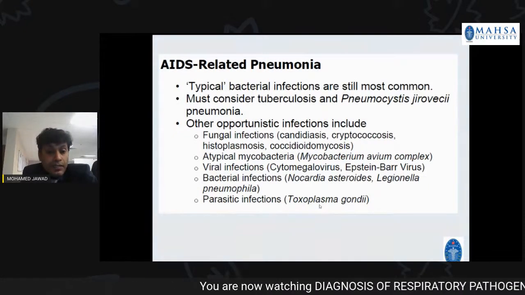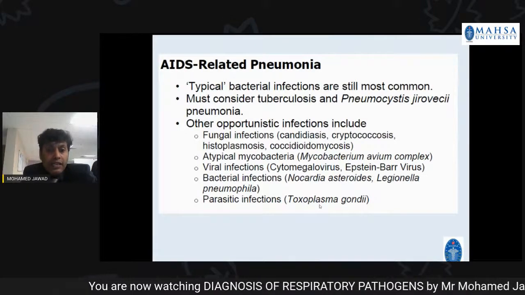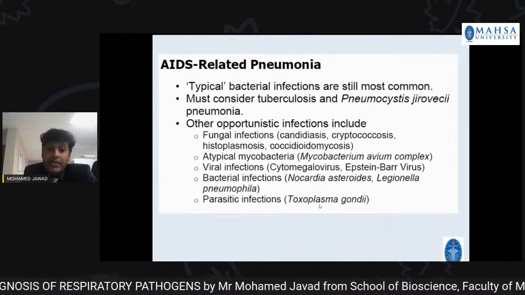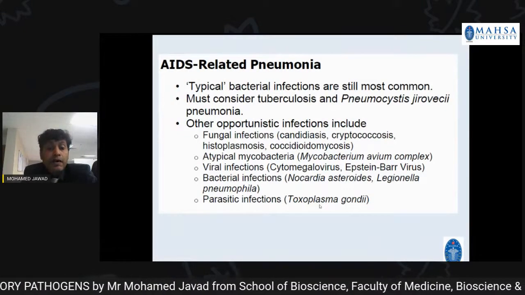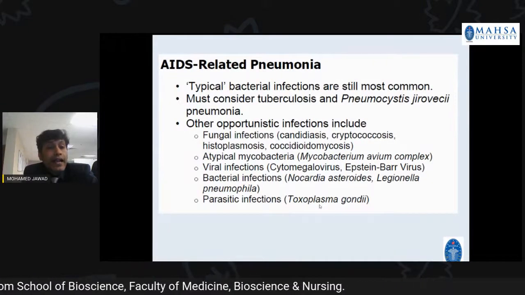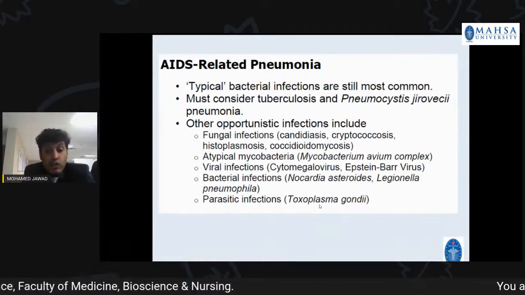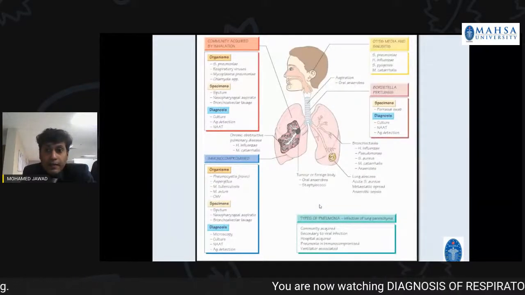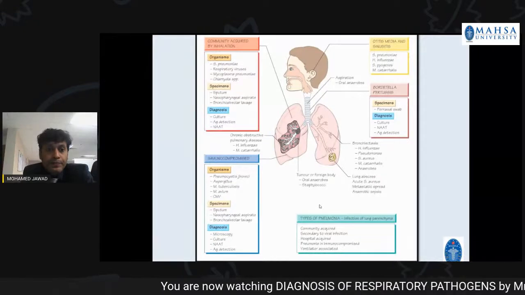And then atypical mycobacteria also will cause infection in AIDS-related patients. Then viral infections such as cytomegalovirus and Epstein-Barr, bacterial infections such as Nocardia and Legionella, and parasitic infections such as Toxoplasma gondii also will cause it. This is the picture.